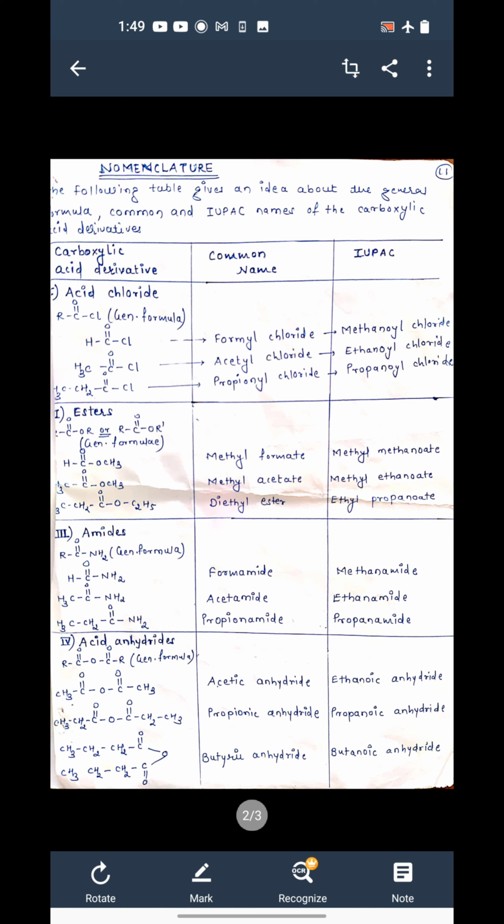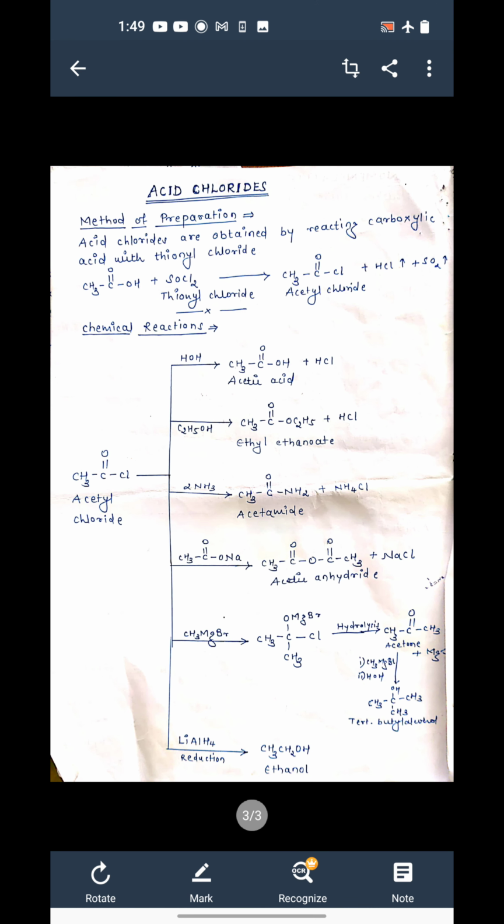So this is about the nomenclature of acid chloride, ester, amide, and acid anhydride. The next is acid chloride. Now we are just discussing the acid derivative compounds one by one. The first one is acid chloride. How do we prepare this acid chloride? Simply we take the respective parent acid, suppose acetic acid, CH3COOH.